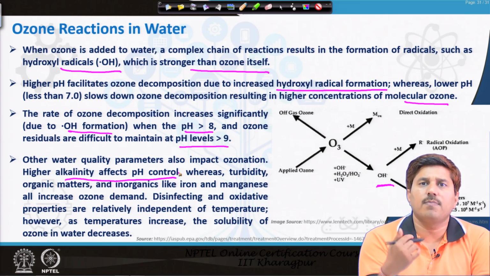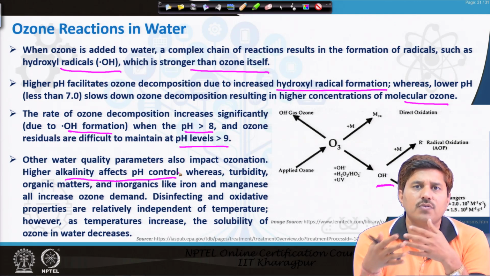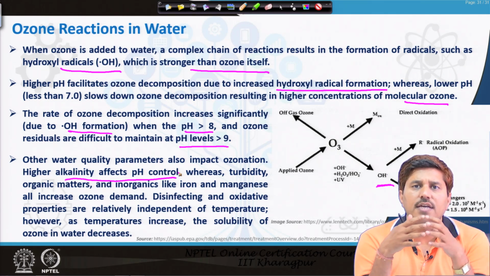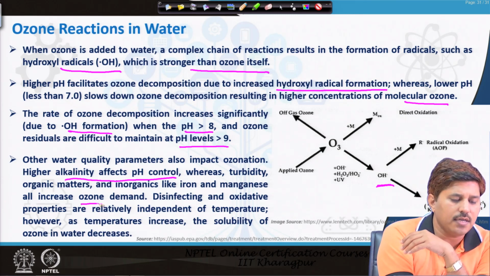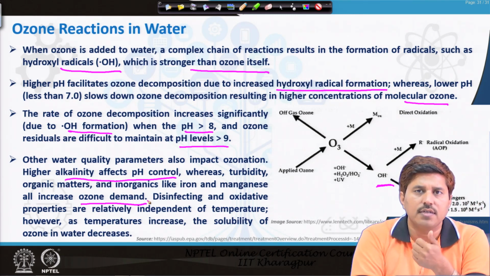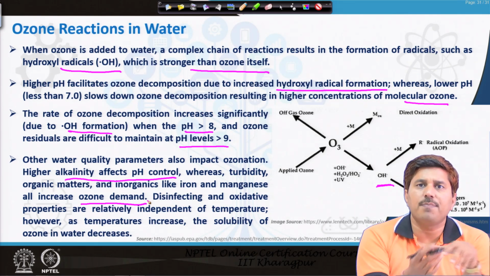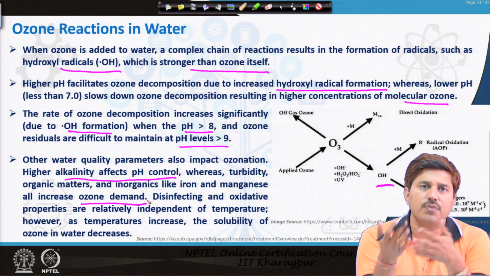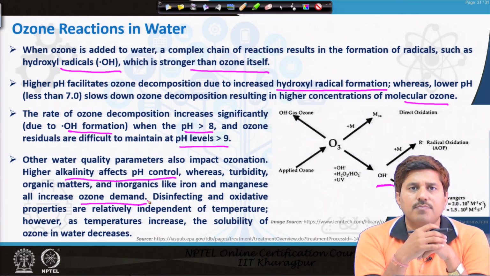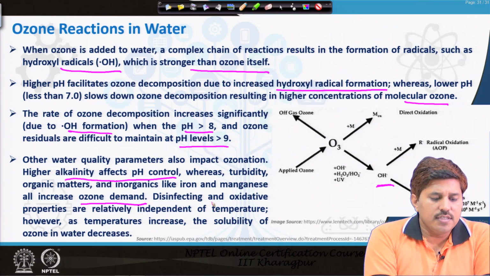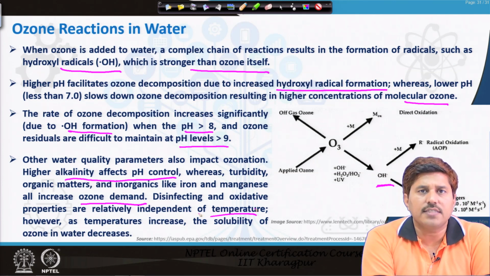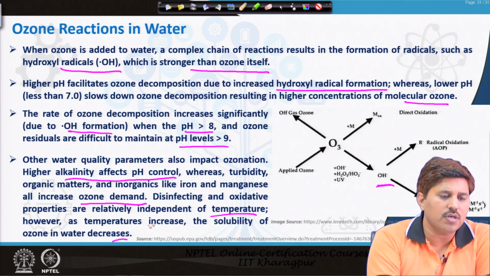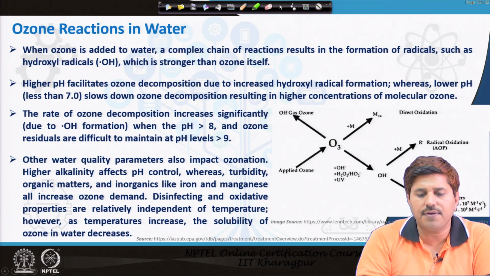Like chlorine reacts with these compounds, we call that chlorine demand. Similarly, if these kinds of agents are present, ozone will oxidize them, and in the process some ozone will get consumed. That causes the ozone demand in the water. So, the more of these compounds, the higher the ozone demand and the more ozone we need to supply. So, the process becomes more costly, and the disinfecting and oxidative properties are relatively independent of temperature though. However, as temperature increases, the solubility of ozone in water will decrease. So, this is the effect of temperature.